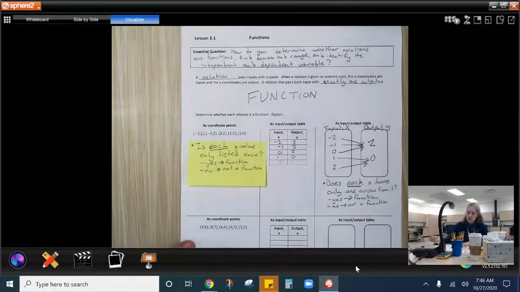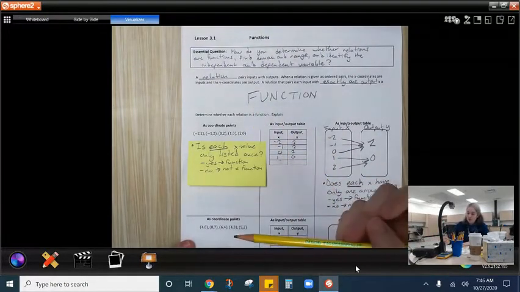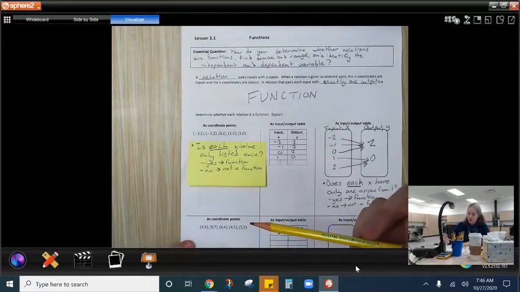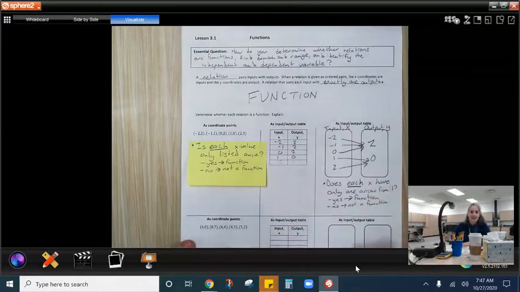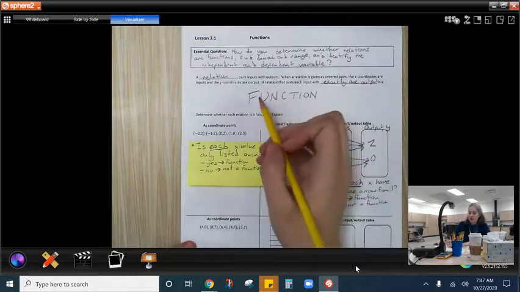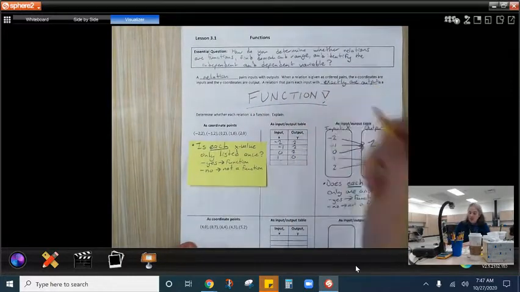So first things first, a relation pairs inputs with outputs. When a relation is given as ordered pairs, the x coordinates are the inputs and the y coordinates are the outputs. A relation that pairs each input with exactly one output is a function. All right, that is what makes a function.